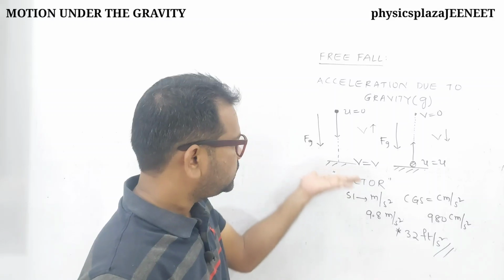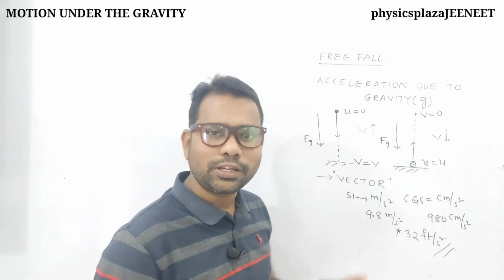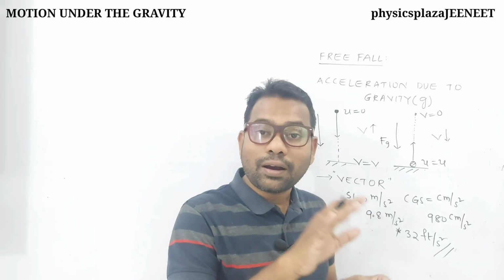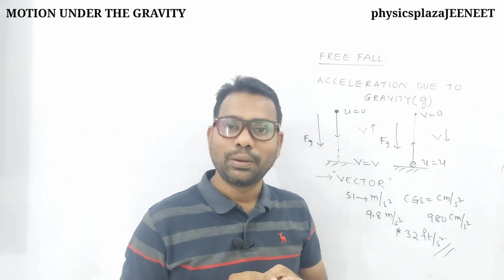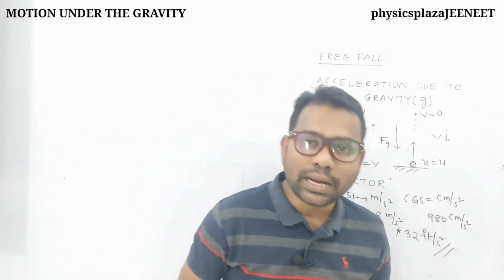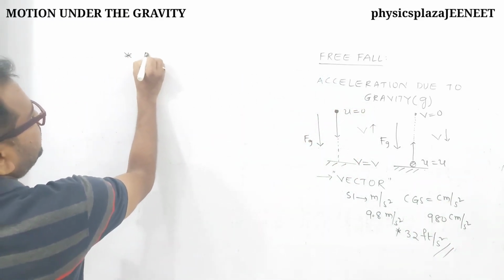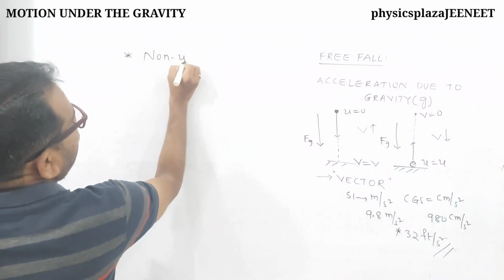Means what? Either this case or this case if we can take, it is not a uniform motion, children. It is not a uniform motion. It is a non-uniform motion. Means velocity keeps on changing. So motion under the gravity, very important point, very important. So motion under the gravity is a non-uniform motion.